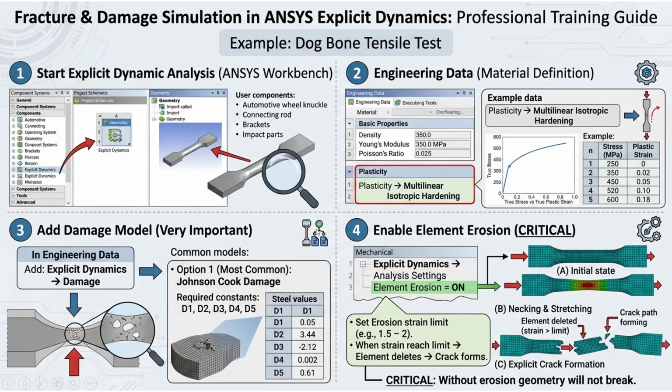So you should start with the explicit dynamic analysis. You need to define the material data, then enable the erosion, and finally you can see the damage or element deletion in the software. This is how it works. One, two, three, four.